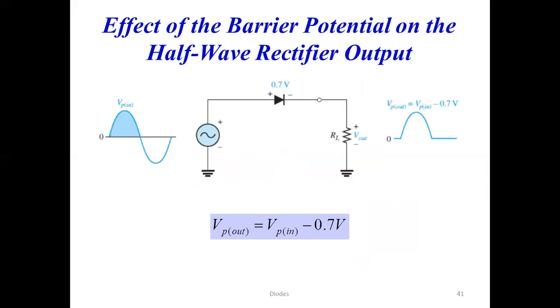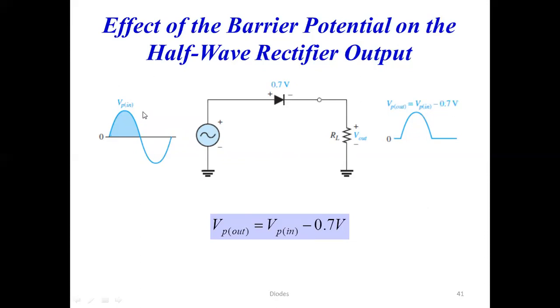Effect of barrier potential on the half wave rectifier output. As I told you, for every diode to turn it on, you require some cut-in voltage. If I am using a silicon diode, then this cut-in voltage will be 0.7 volt. So if I give an input with peak value Vp, and measure the output across RL, then it will be Vp minus 0.7 volt.